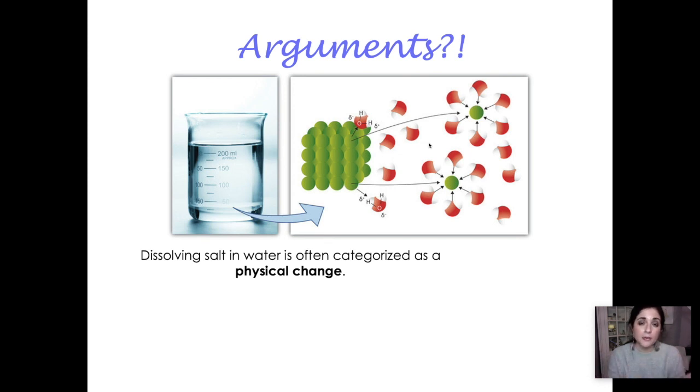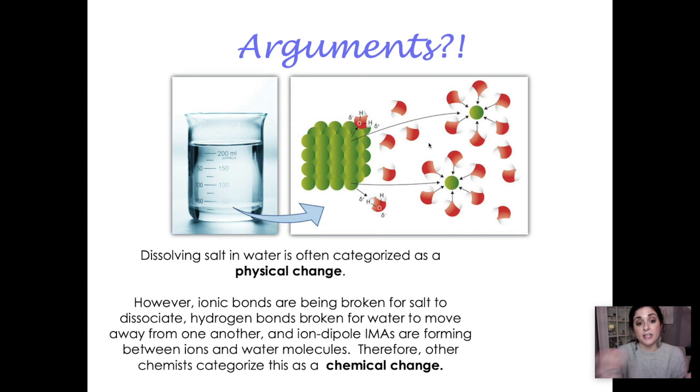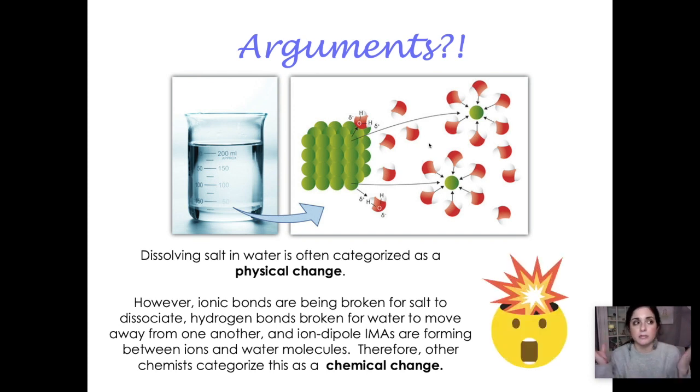However, some other chemists would argue that this is in fact a chemical change because, like we said, you have ionic bonds being broken, and the hydrogen bonds are also being broken, and then you're forming those ion dipole intermolecular forces. So therefore, others would categorize this as chemical, which I always think is kind of like, how could it be both? But I guess it just depends on how you look at it.